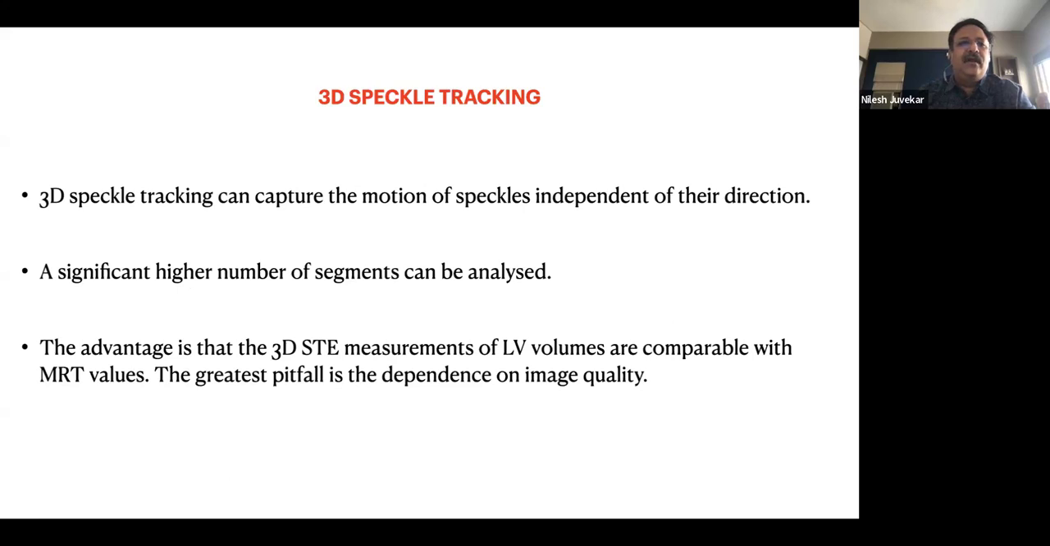So all that we said till now was 2D speckle tracking. Now 3D speckle tracking can capture the motion of the speckles independent of their direction. Here a significantly higher number of segments can be analyzed, and the advantage is that the 3D ST measurements of LV volume are comparable with the MRI values. However, the greatest pitfall is the dependence on image quality. If you don't have good image quality, basically it is true for all 3D echocardiography that a good 2D image is always important.